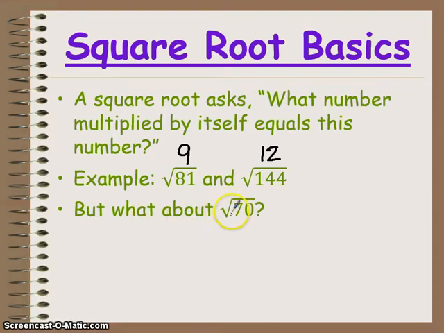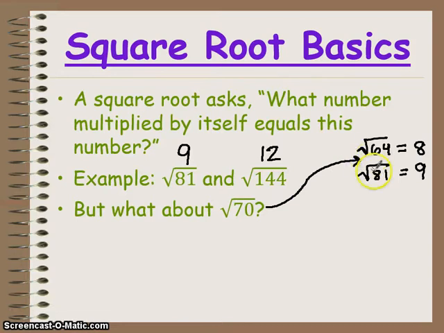But what about the square root of 70? If you think about your square roots, you know that 8 times 8 is 64. So the square root of 64 is 8. We know that the square root of 81 is 9. There is no whole number in between, and the square root of 70 is in between, so it's going to have to be a decimal. It's somewhere between 8 and 9. So this is called a non-perfect square root. It does not equal a whole number.